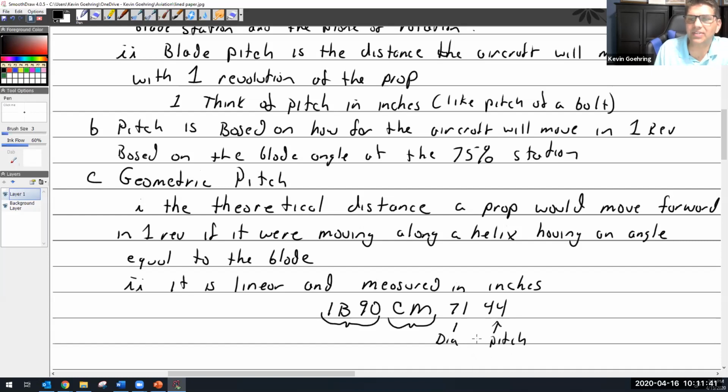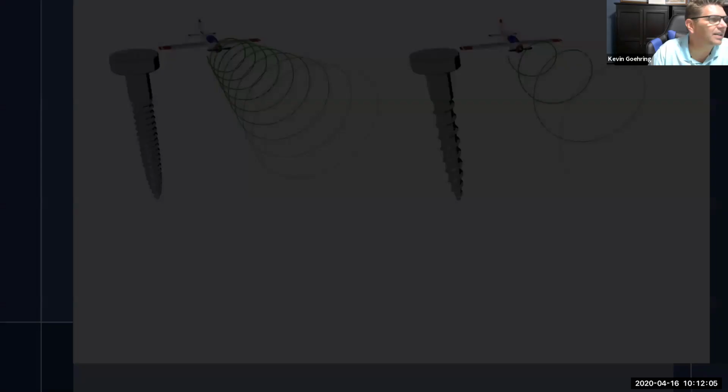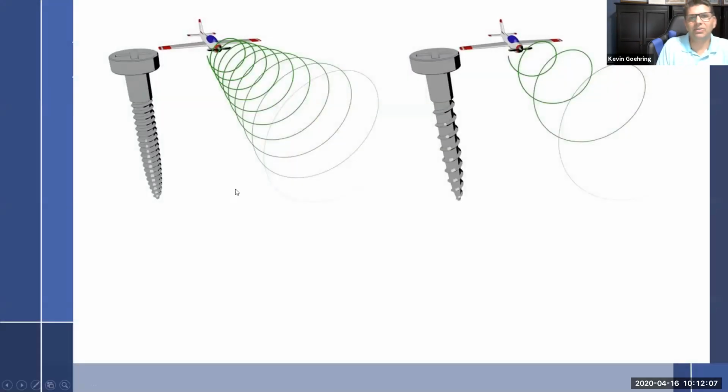So that is to say that it's 71 inches in diameter, but it's going to move forward 44 inches for every revolution. So that is my geometric pitch. And they stamp it right on there. And the way they figure that out, and what that last statement was, it's based upon a helix. And that goes back to this slide here. We can pull up, just like a screw.